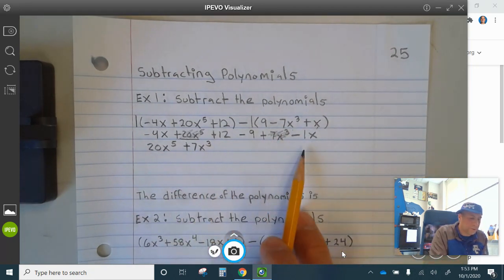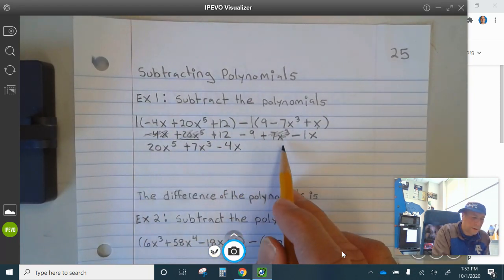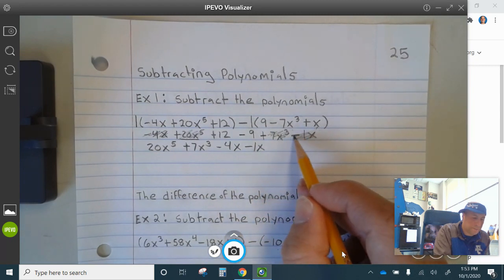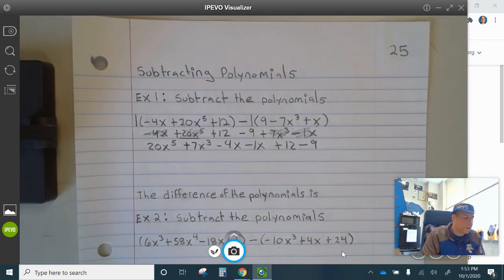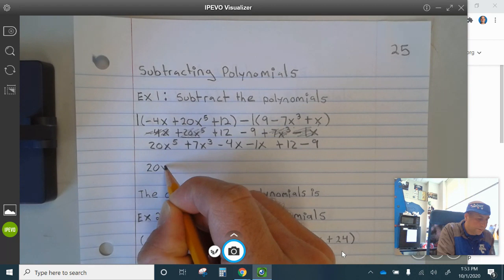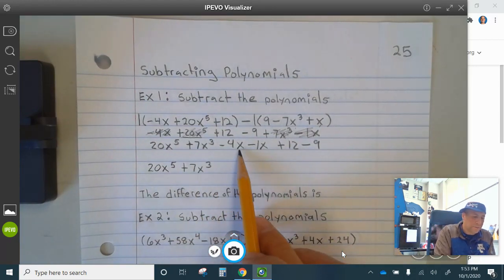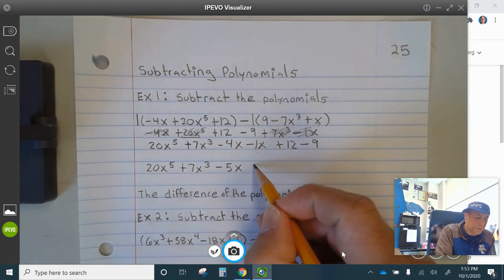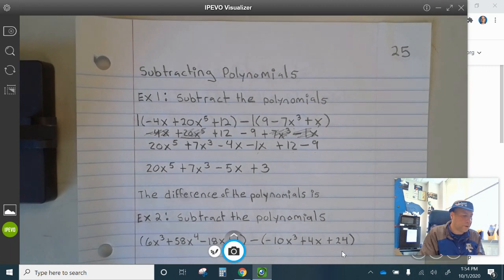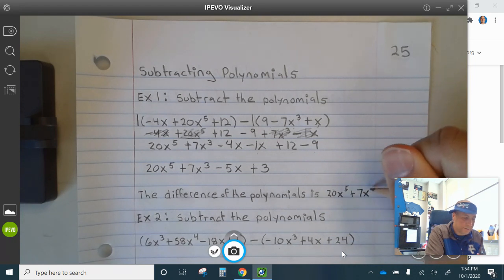Now we look for any squareds. We don't have those. Now we look at the x's. So minus 4x and then minus 1x. Okay? And then plus 12 minus 9. So that's 20x to the 5th plus 7x cubed. -4x and -1x combined to be -5x. And then 12 minus 9 is plus 3. So the difference of the polynomials is 20x to the 5th plus 7x cubed minus 5x plus 3.